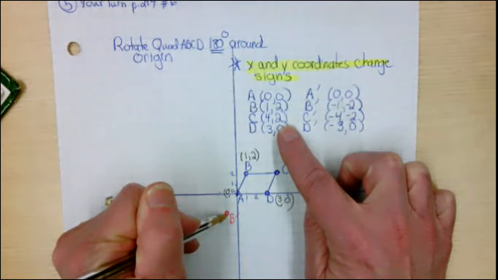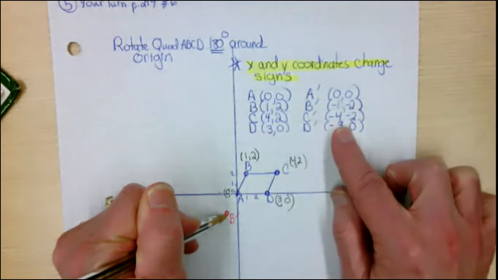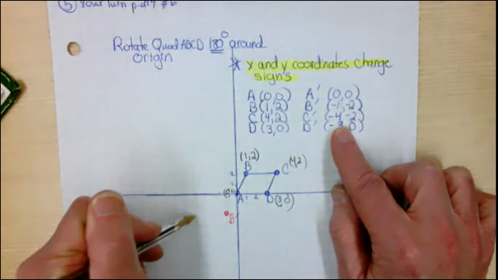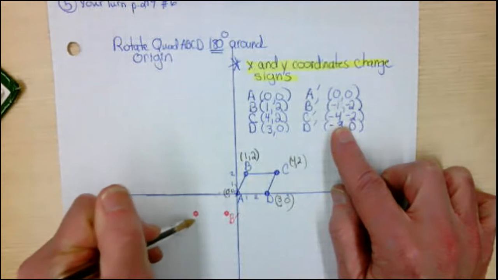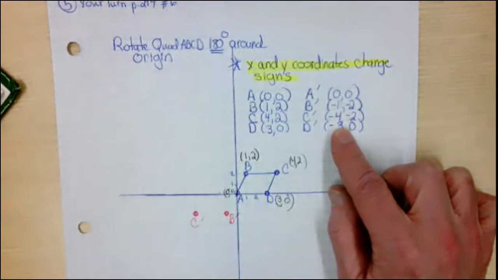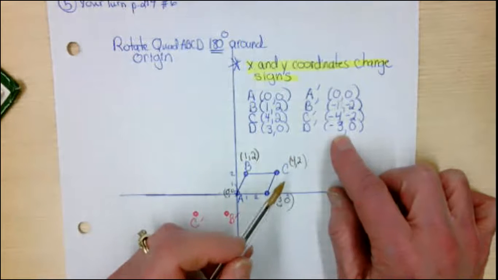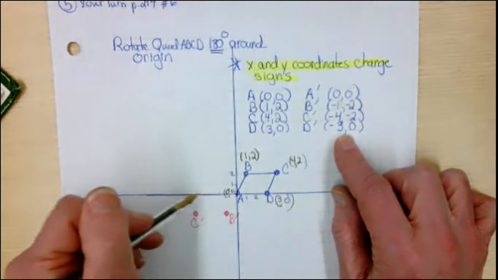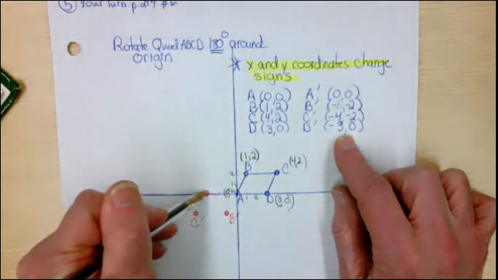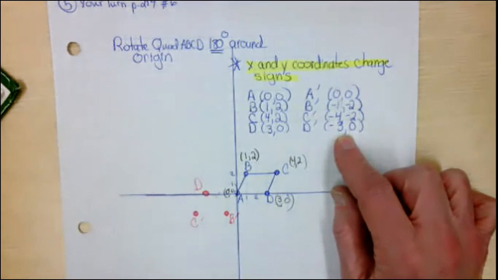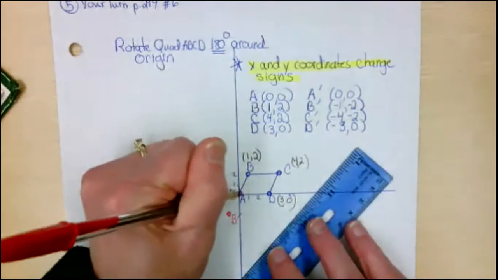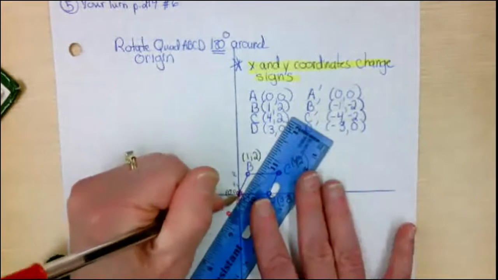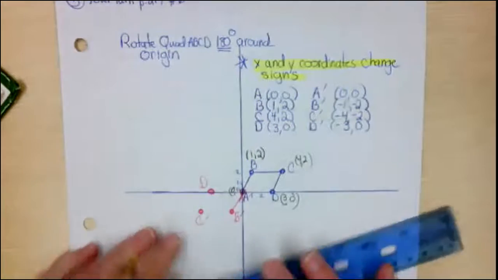C, which is 4, 2, is now going to become negative 4, negative 2. And then D was 3, 0. It's going to change to the opposite sign to negative 3, and then stay on 0. And that will be D. And then don't forget A prime stays the same. And I would connect my dots.